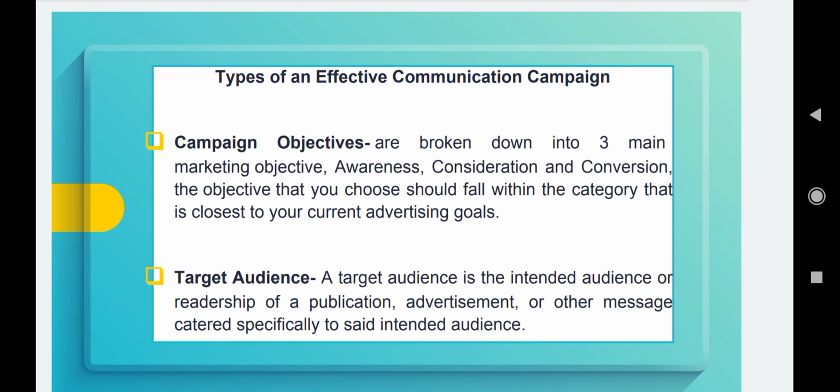Second, we have the target audience. A target audience is the intended audience or readership of a publication, advertisement, or other message catered specifically to that intended audience. Target audiences are formed from different groups, for example adults, teens, children, or mid-teens. To reach any given audience effectively, it is essential to become familiar with the target market, their habits and behavior, likes and dislikes.